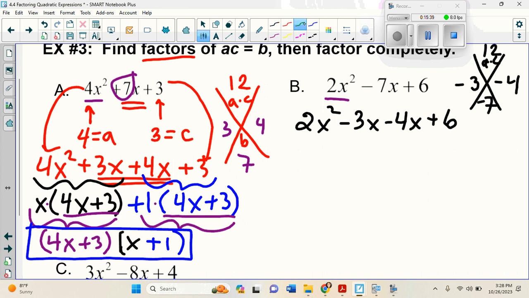Try it. So for the very first term, I get out an x. So what's left over is a 2x minus 3.